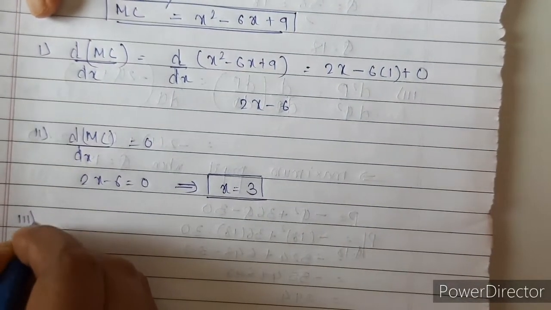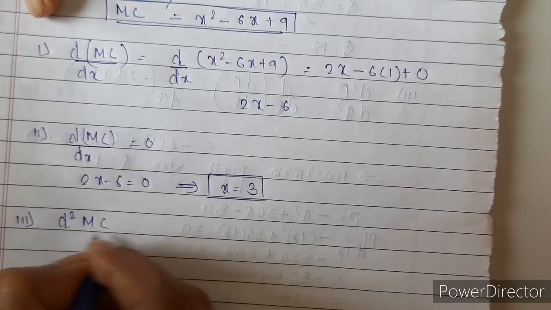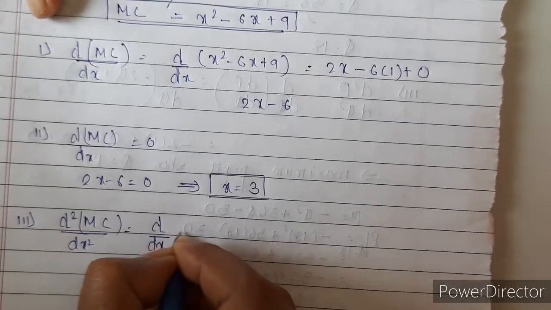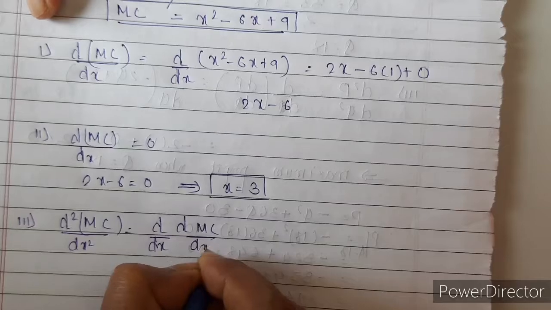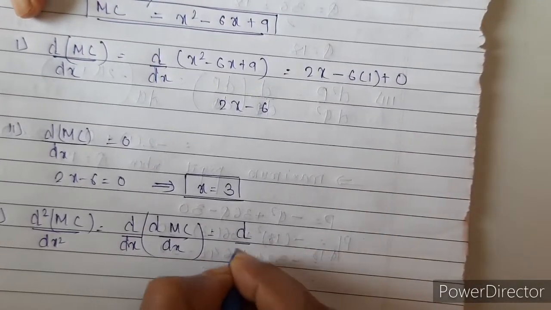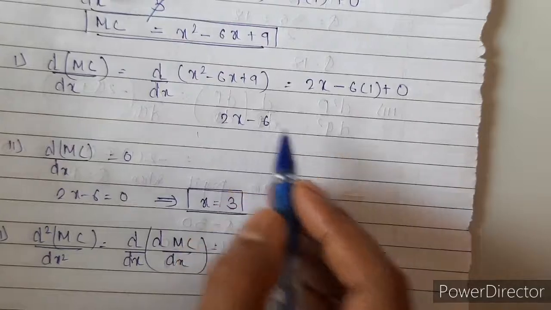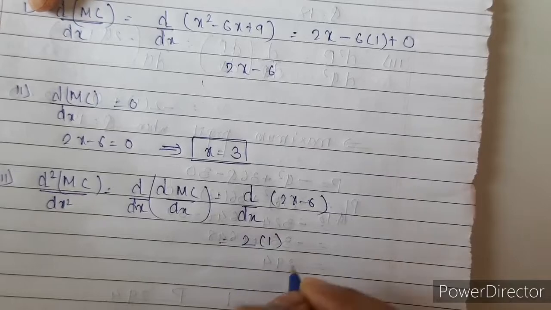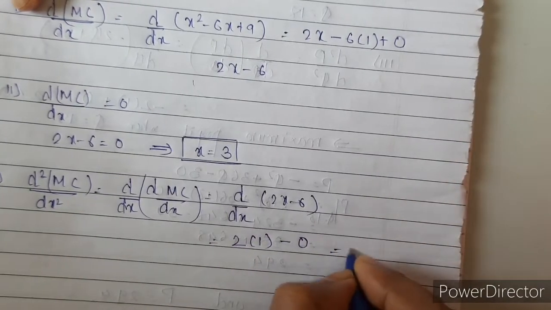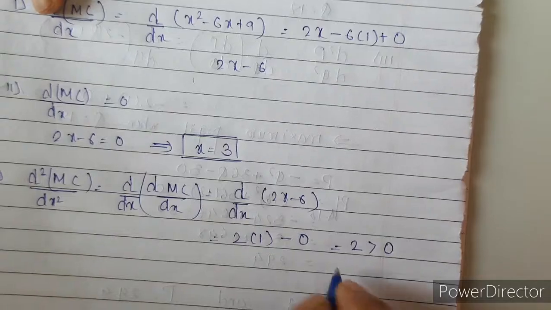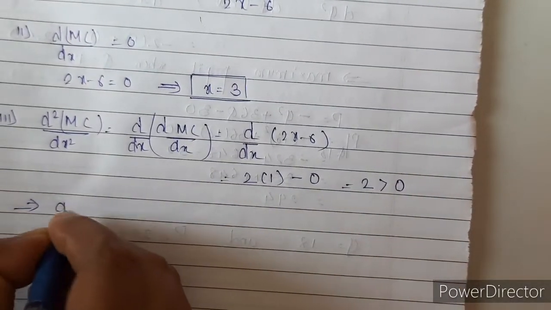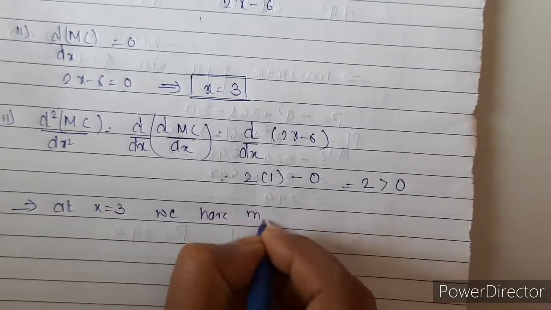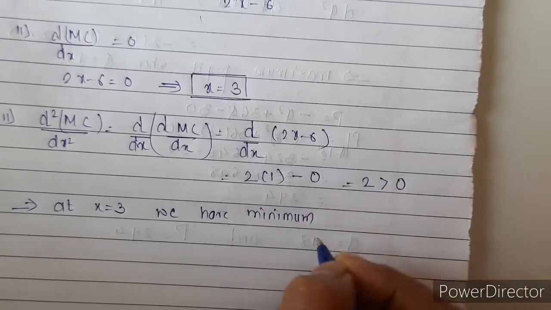So the third step here is find the second derivative of marginal cost. So that is derivative of first derivative of marginal cost. Basically we are finding derivative of this function, 2x minus 6. Now 2 is a constant, derivative of x is 1 and derivative of 6 is 0. So what we are getting is 2, which is greater than 0. This implies that at x equals to 3 we have minimum marginal cost.